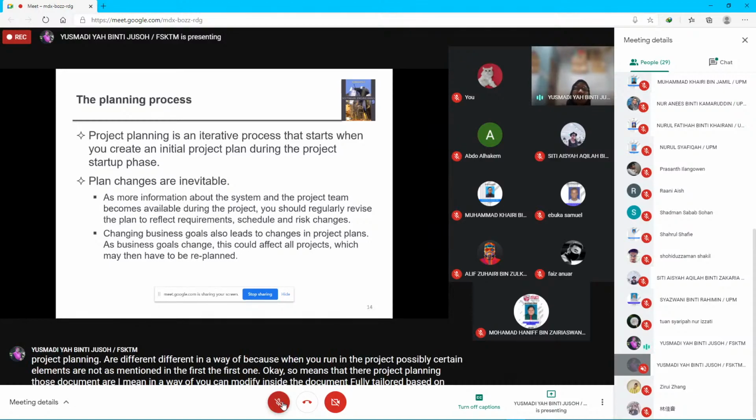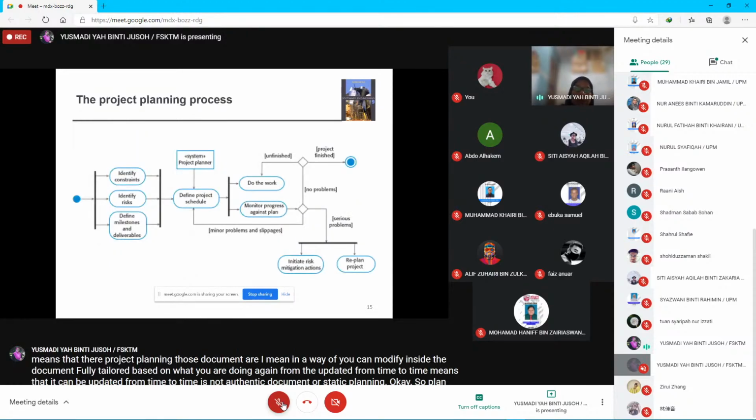Plan changes are inevitable; we cannot avoid them. It happens because some elements inside the document change. This is in terms of the process. We are not going to go through this process, but for your own knowledge, you can see how the process can vary from one stage to another, up to the project finish.